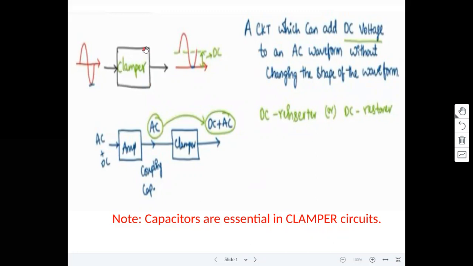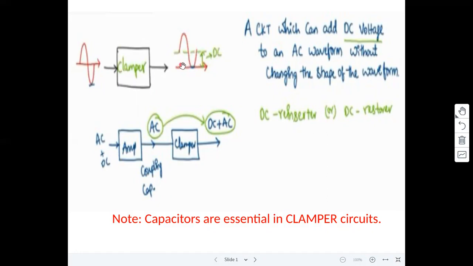It will simply shift the DC level of the input signal, or otherwise it will add a DC signal to the output signal, right? A clamper is a circuit which can add DC voltage to an AC waveform without changing the shape of the output waveform. Observe here, this is a clamper circuit. Here is an input sinusoidal signal. The output is also sinusoidal, but what is the DC level? Now the DC level is changed, right? Completely, the waveform is shifted above the zero axis.